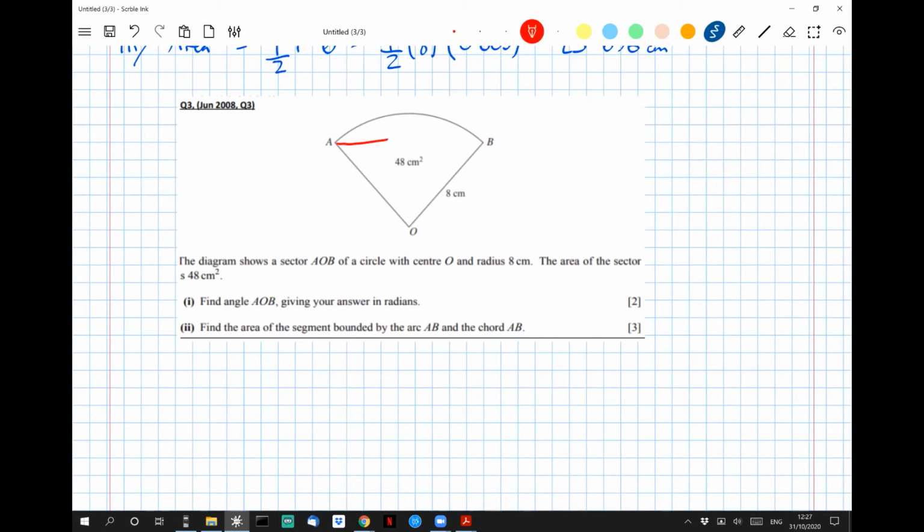Now, a segment, do a better job than that. A segment is this bit here.